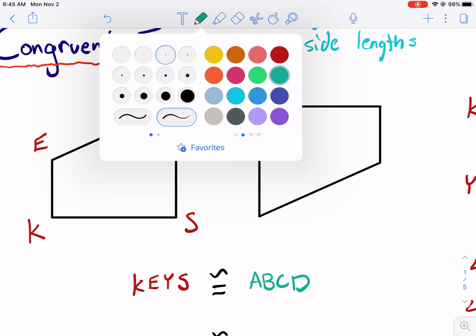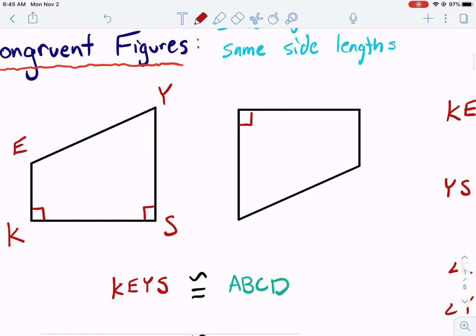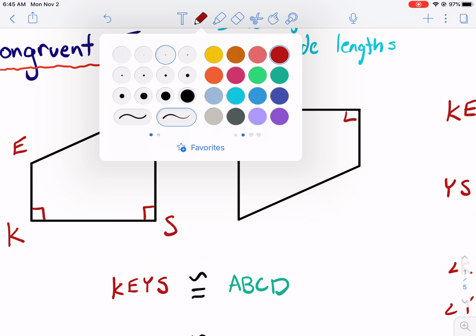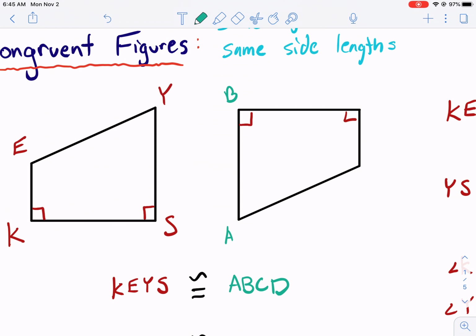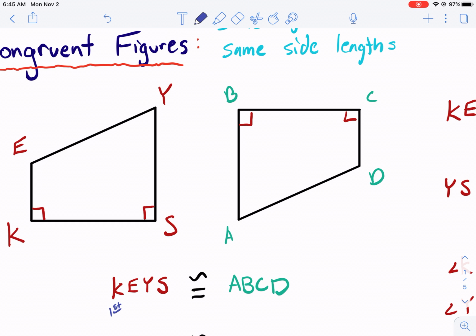Well, if we look here, this angle K looks to be 90 degrees, and so does this angle S. We look over here, we see the two 90 degrees are up here now. So what I'm trying to say is, we can say ABCD is like this. That would be wrong. Why? Because K is the first letter listed here, and A is the first letter listed here. So because the K is 90 degrees, that would mean that this A needs to be 90 degrees. And you can see that it's clearly not. So we can't just label it however we want. We have to be very specific with our labeling.